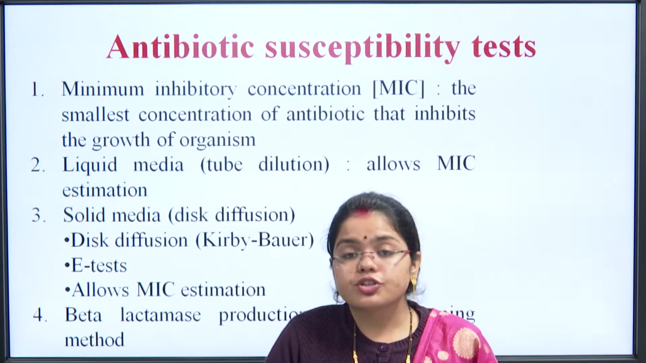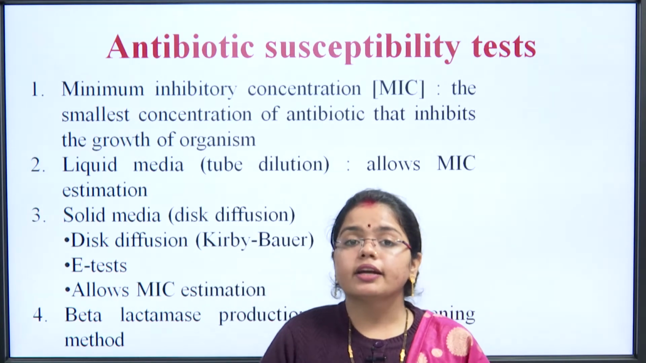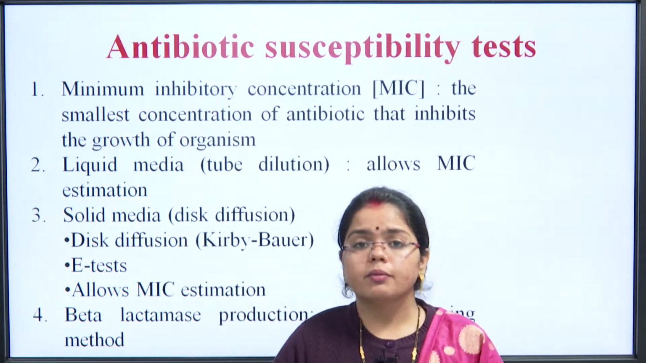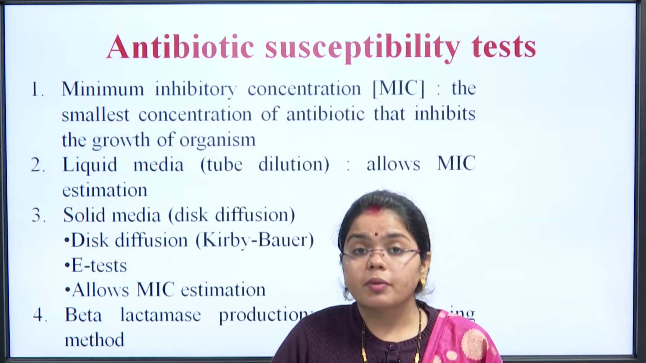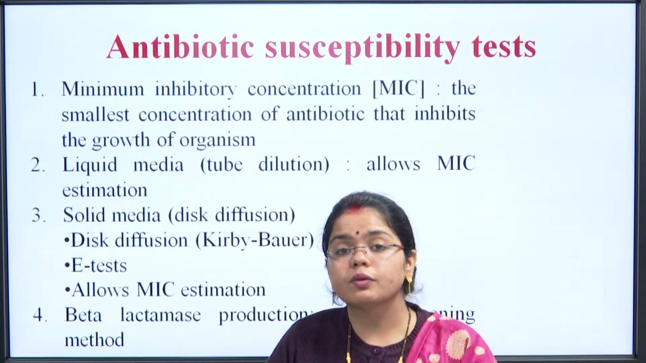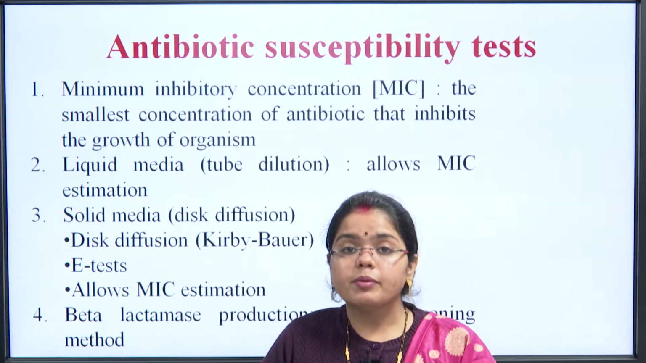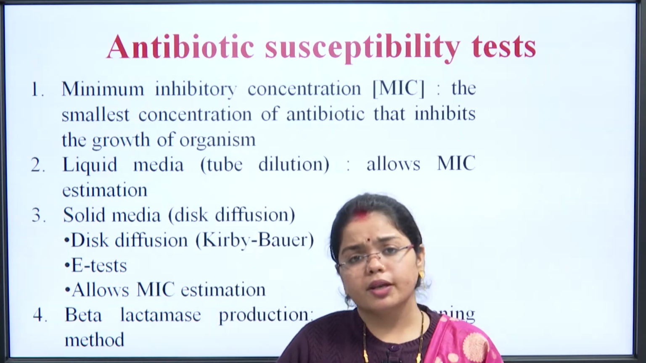Beta lactamase production: we can also check whether there is beta lactamase production or not. Beta lactamase is an enzyme which is produced by microbes. If we give a particular antimicrobial agent and the bacteria is not able to synthesize that beta lactamase, that means the metabolic machinery of the bacteria is being hampered. That means the microorganism is susceptible to a particular antibiotic or antimicrobial agent.